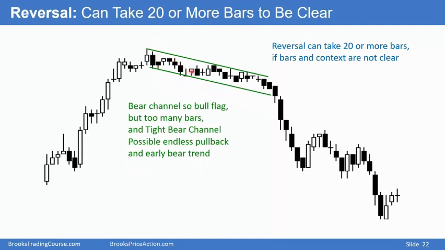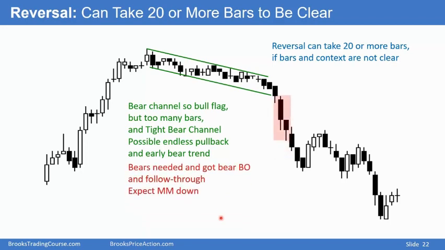Bear channel, bull flag. But the more bars that get added to it, it becomes an endless pullback. And once you have about 20 bars in a pullback, you have to be thinking the probability of a bear breakout is about the same as the probability of a resumption of the bull trend. The bears need 2 things, a breakout bar and a follow-through bar, preferably a big bear trend bar closing below its midpoint or closing on its low, followed by another bear bar. And if they get that, you probably have a measured move down at a minimum. It becomes a measuring gap.